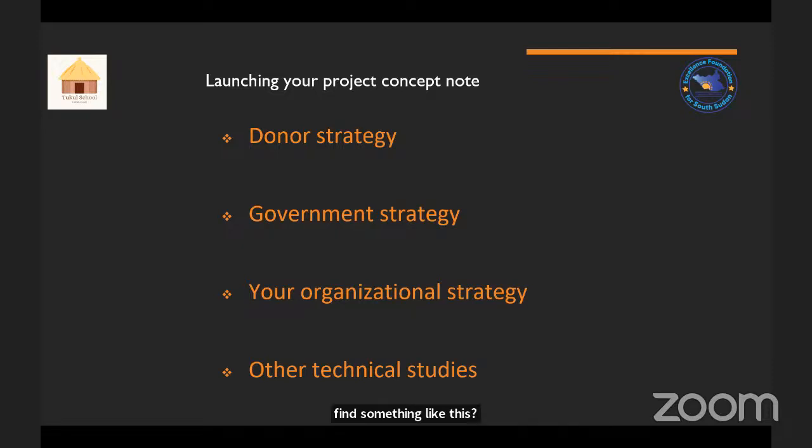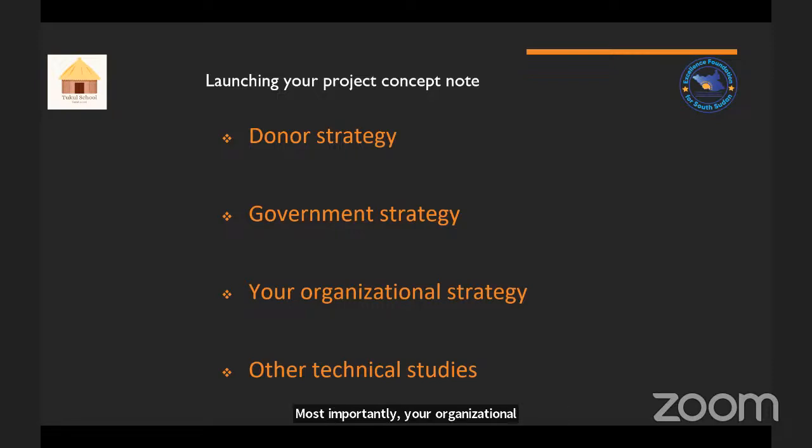In a way, look at if the context really has this provision, make sure your concept note or your project also is in line with the government strategy. Most importantly, your organizational strategy.